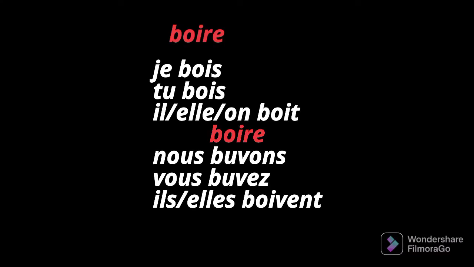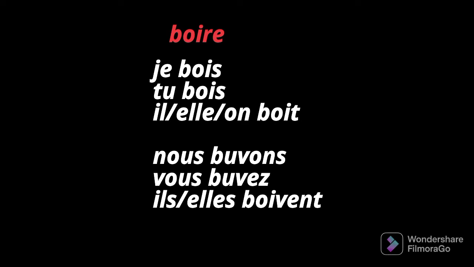How do we conjugate the verb boire in present tense? There we go. Je bois, tu bois, il ou elle ou on boit. Nous buvons, vous buvez, ils ou elles boivent. Let's do that one more time.